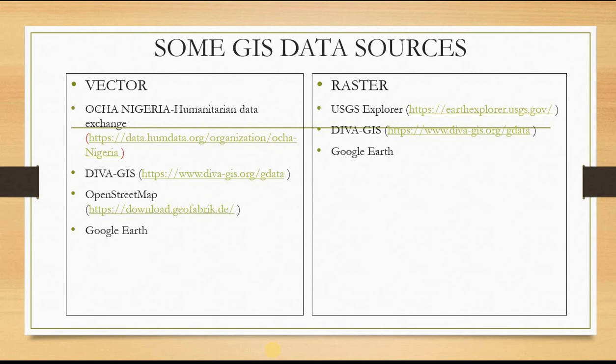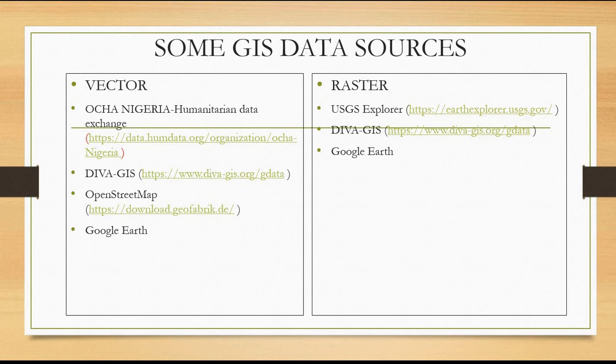First on my list at the left hand side we have the Nigeria Humanitarian Data Exchange. Here it's a platform for humanitarian services. One could source geopolitical data as well as humanitarian data from this source. The next is the DE-VICKSGIS. It's a source where we could get both vector as well as raster GIS data.